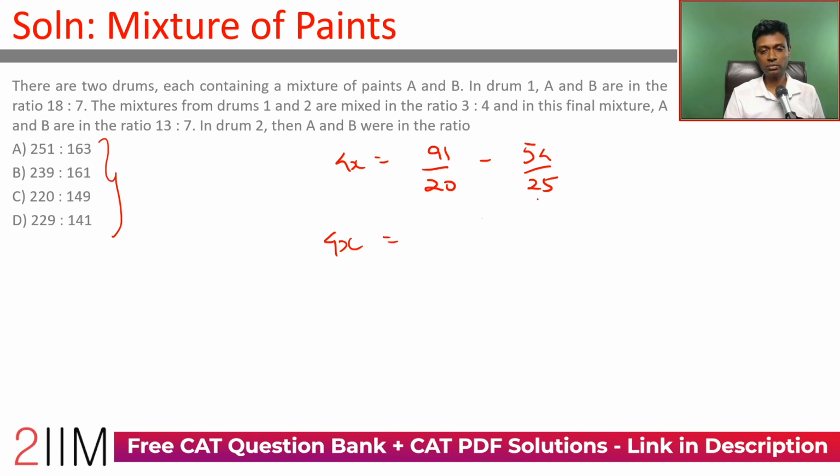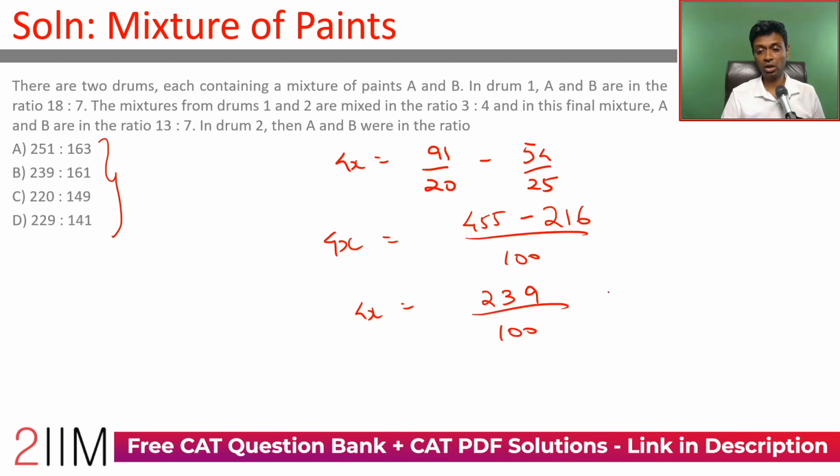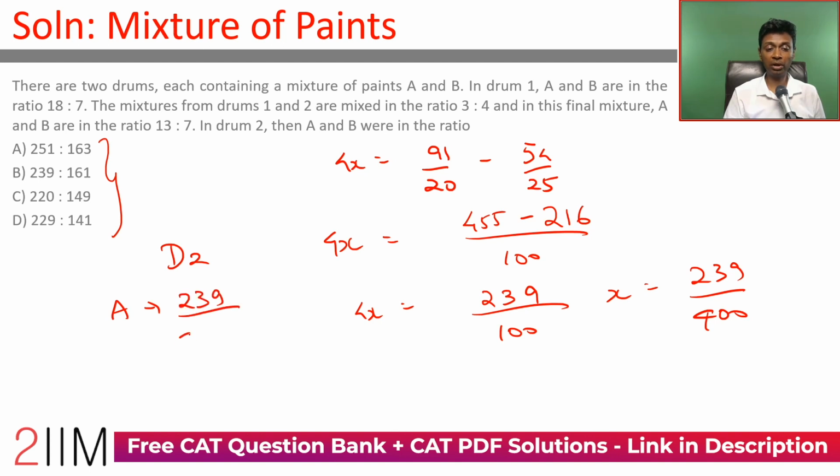4x equals, LCM of these two is 100. 91 into 5 is 455. 54 into 4 is 216. Or 4x is 455 minus 216. 15 minus 6 is 9. 4 minus 1 is 3. 239 by 100. Or x is 239 by 400. In drum 2, A is 239 by 400 of overall. B should be the remaining, or A is to B should be 239 is to 161.